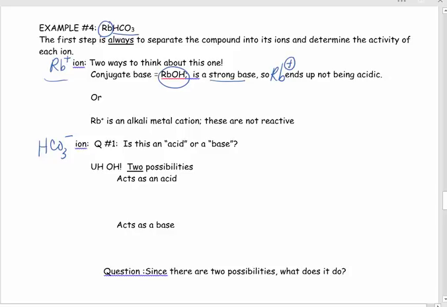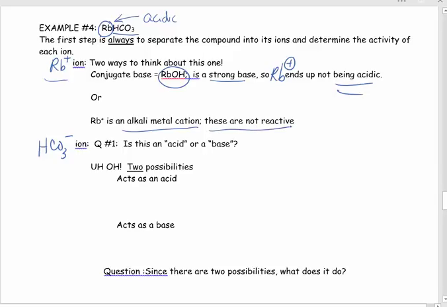So notice how the first ion, we're always testing to see if it's acidic, usually. The second ion, typically, we're going to test to see if it's basic. All right, and the other way we can tell that Rb is not acidic is that we know it's an alkali metal cation. These are not reactive. All right, so either way is fine.